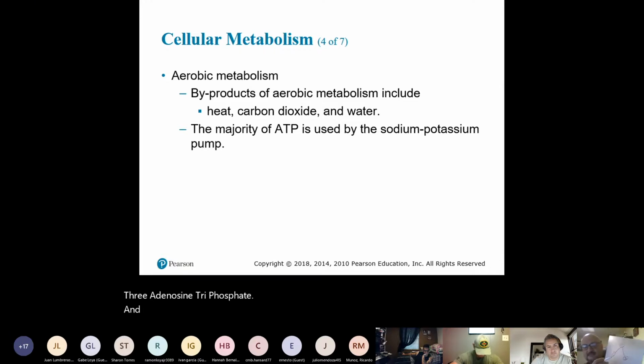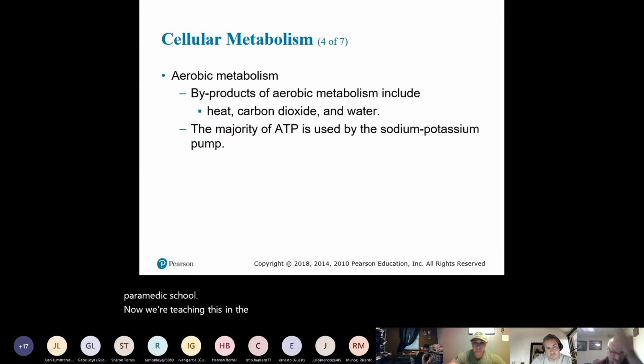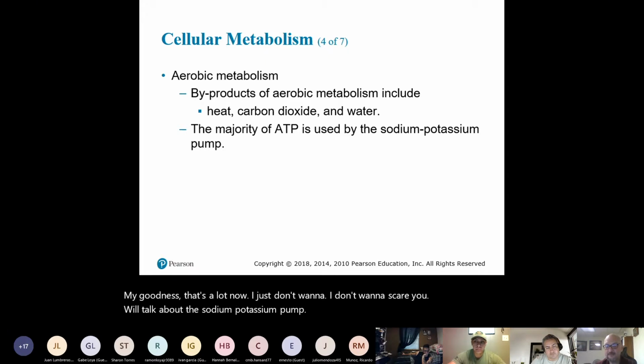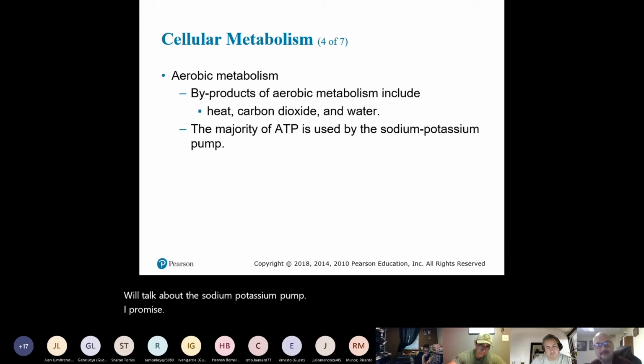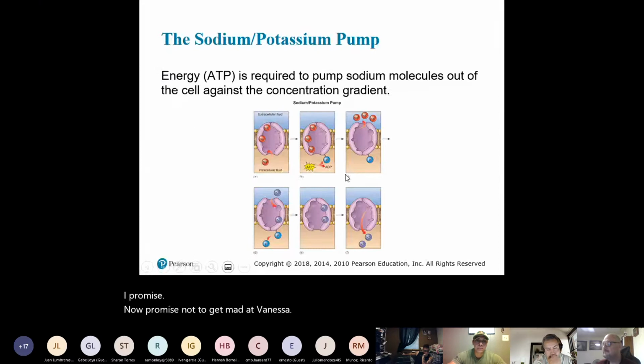What it does is it helps with the sodium potassium pump. I feel for you guys because I didn't learn about the sodium potassium pump until I got to paramedic school. Now we're teaching this in EMT school. My goodness, that's a lot. No, I don't want to scare you. We'll talk about the sodium potassium pump, I promise. Here's how it works.